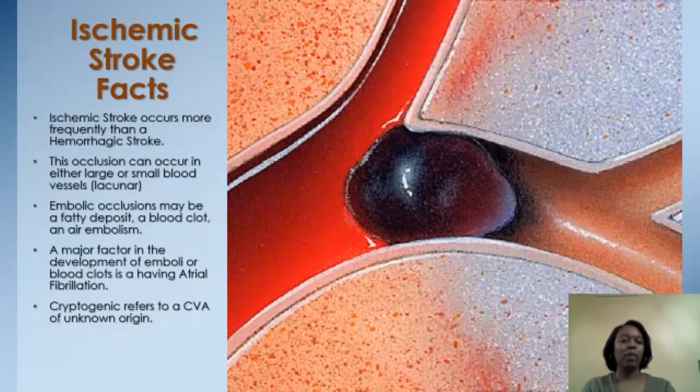A major factor in the development of emboli or blood clots is having atrial fib. A patient diagnosed with atrial fib is at higher risk for a stroke, definitely higher risk for a DVT or a clot, which then makes them at higher risk for a stroke because their heart is not pumping efficiently. And cryptogenic refers to a CVA of unknown origin. So please keep that in mind as well. Sometimes there is no rhyme or reason to why a patient has suffered a CVA, but it does occur.